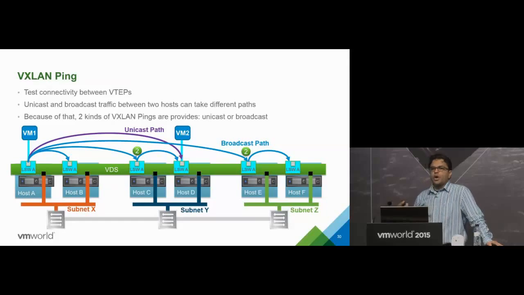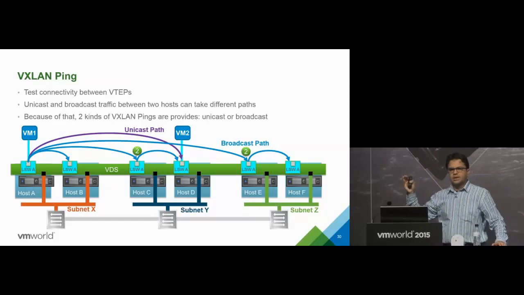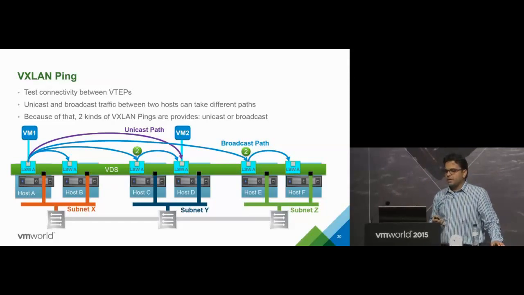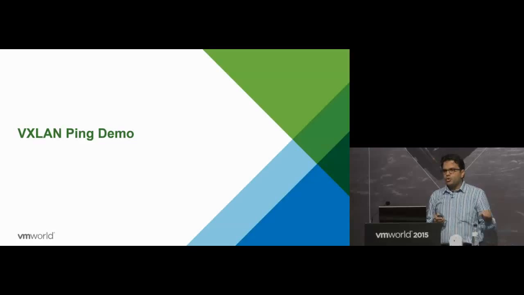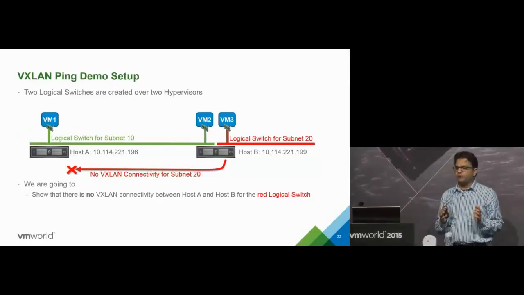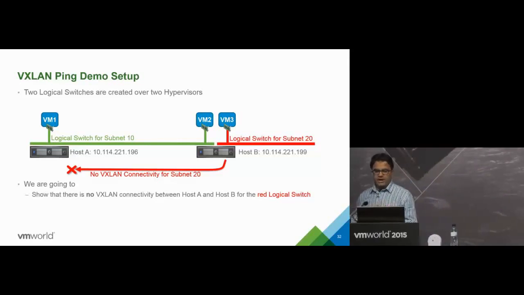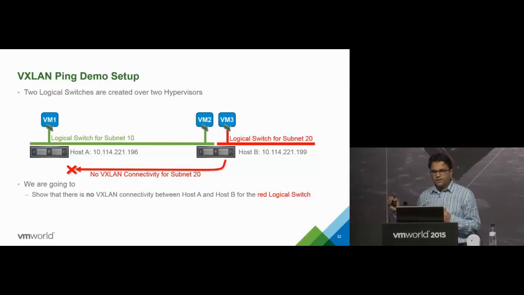And that is the reason we provide 2 different options in the NSX GUI. One is the unicast and the second is the broadcast VXLAN ping. So let me show you a demo of how it works from the workflow, or GUI, point of view. In the lab I have configured 2 hosts, host A with .196 and host B with .199. I'm going to ping from host B to host A using the red logical switch.